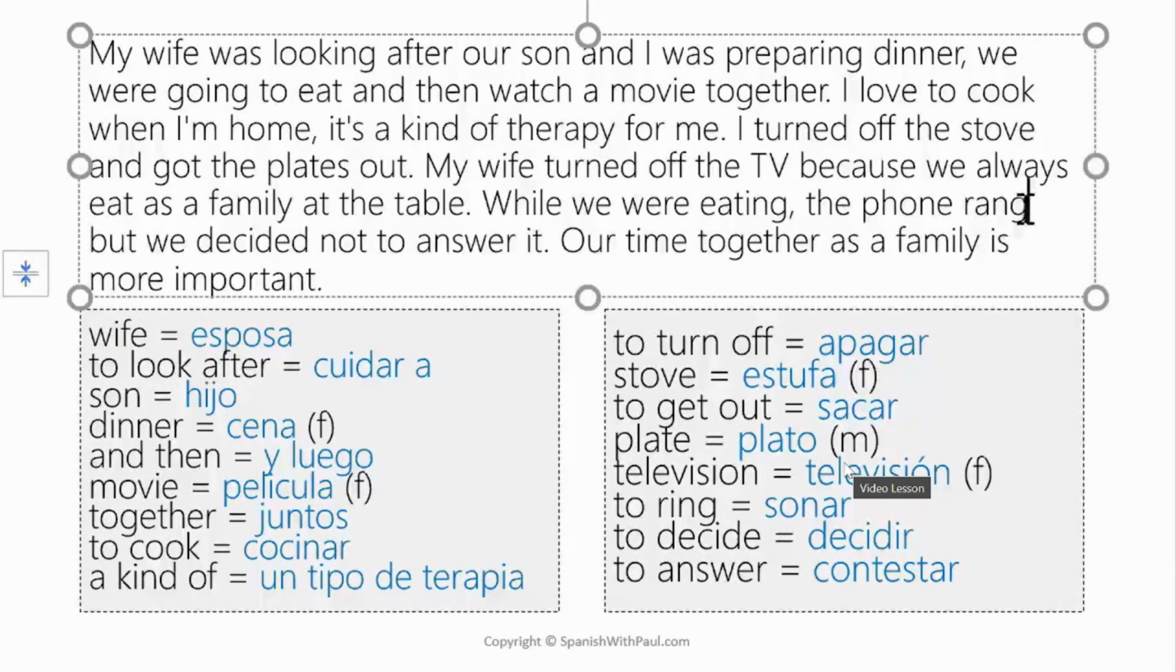Now, to ring is a verb we've encountered before. We're going to use sonar. And of course, to decide, decidir. And when you answer something like answer the phone or answer the door, the verb is contestar.